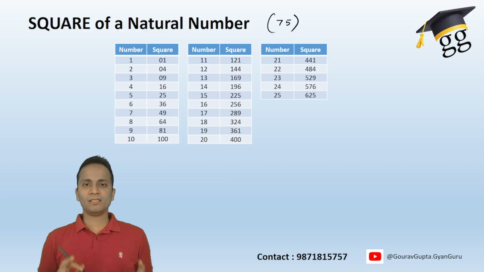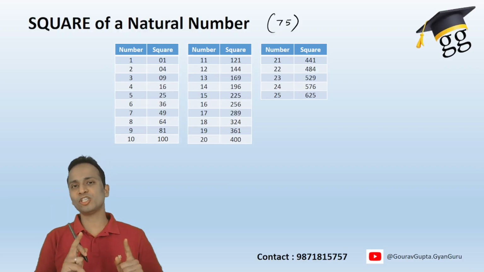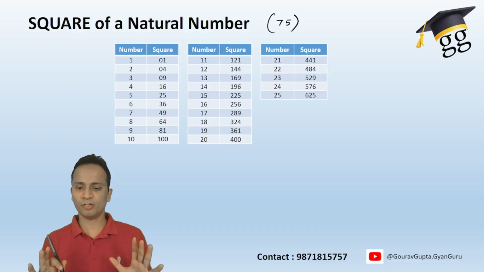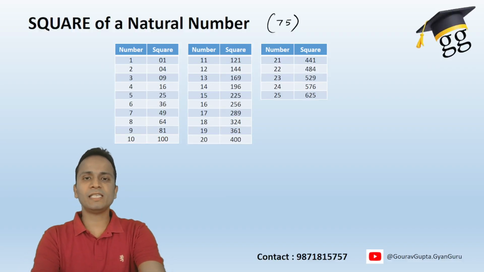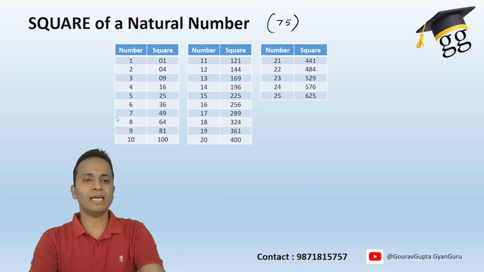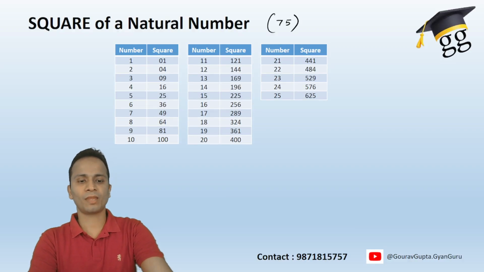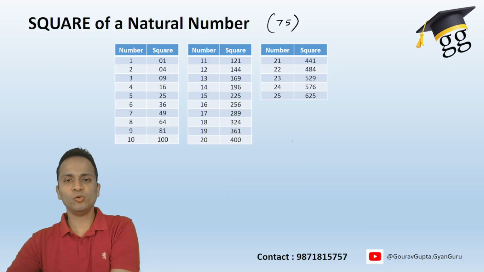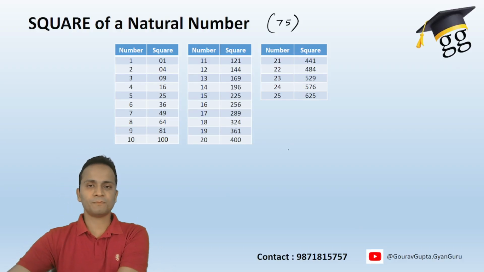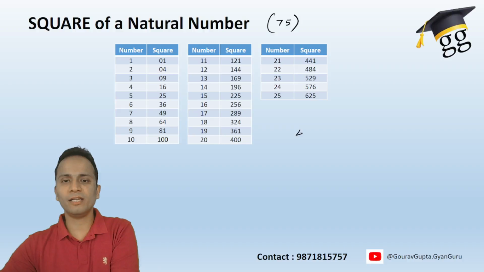ठीक? Another thing is, first 25 natural numbers, these squares should be remembered. Okay, they should be in your mind. Okay, now let's see how this can be done. Now I'll take an example first of all to explain you, and then I will generalize the result. So let's say you have to calculate the square of 43.